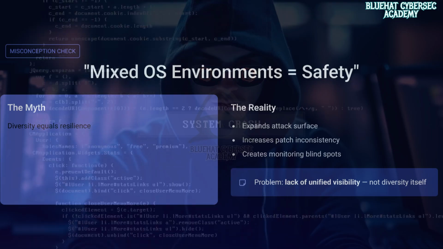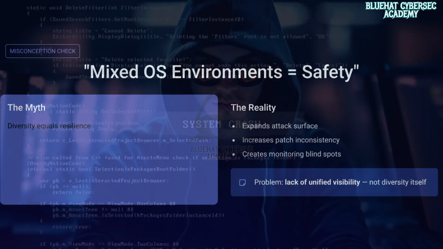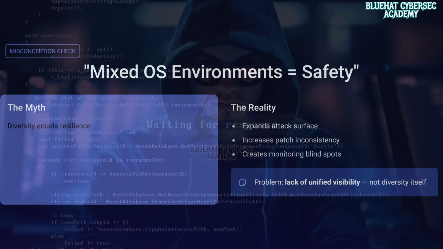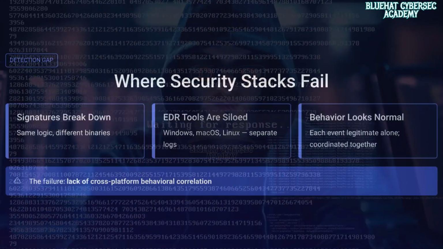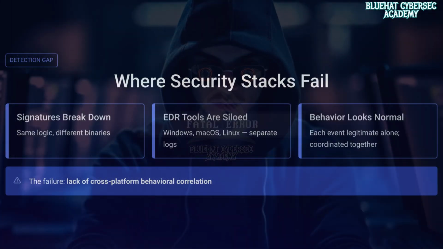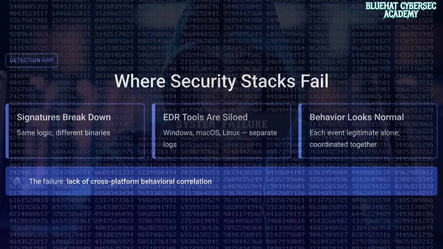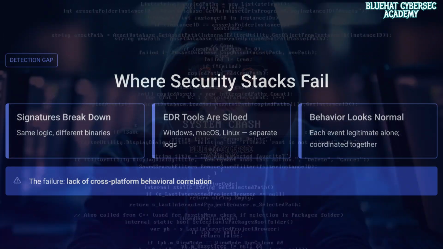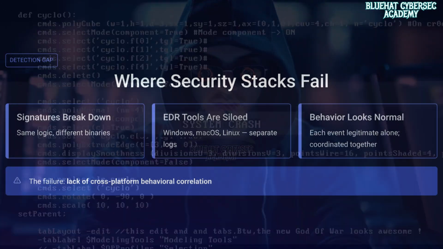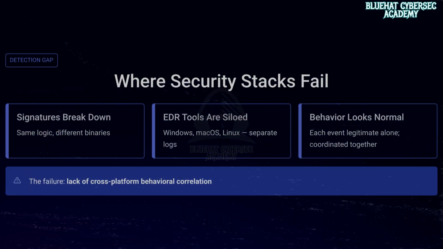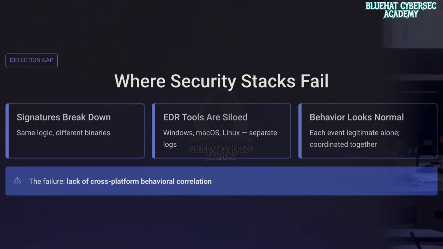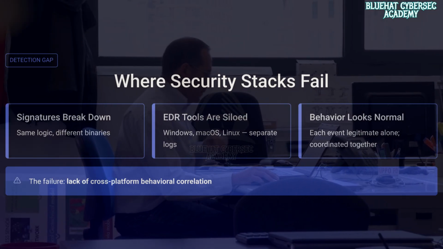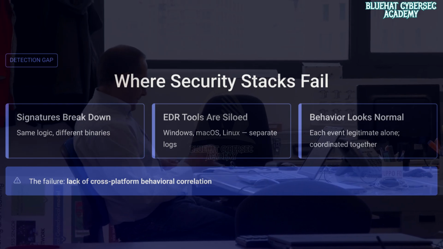And the important clarification here is this: the problem is not diversity itself. The problem is lack of unified visibility across environments. Now, when you look at detection, this is where multi-platform malware really exposes a structural weakness in many security stacks: OS-centric thinking. Signature-based detection breaks down first. Cross-platform malware often reuses logic but changes binaries, which makes signatures unreliable across builds.